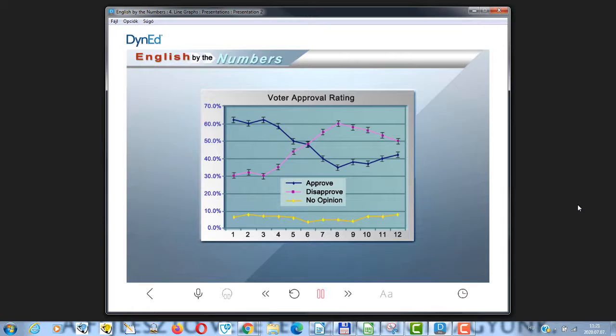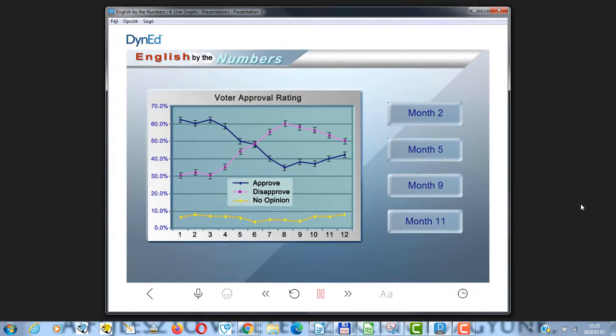This line graph shows how the voter approval rating for a city government has changed during the past 12 months. Note that the approval rating was at its highest during the first 3 months and its lowest in month 8. When did the approval rating reach 50%? That's right. It reached 50% in month 5.